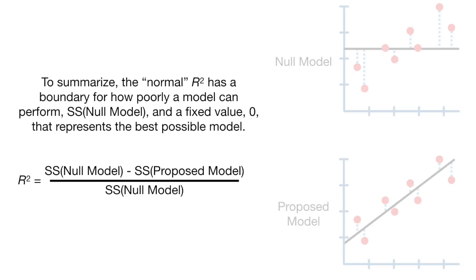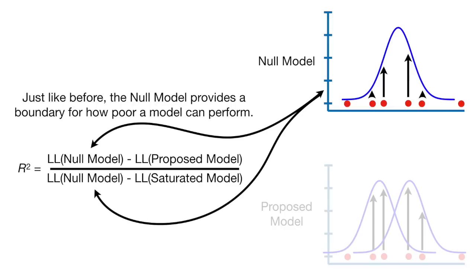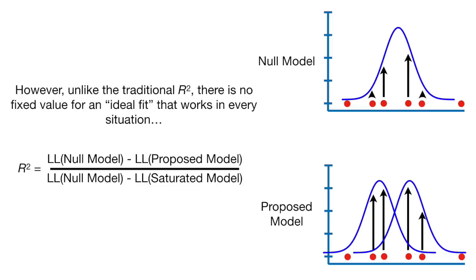To summarize, the normal R² has a boundary for how poorly a model can perform, the sums of squares for the null model, and a fixed value, 0, that represents the best possible model. Now let's go back to talking about the log likelihood-based R². Just like before, the null model provides a boundary for how poor a model can perform. However, unlike the traditional R², there is no fixed value for an ideal fit that works in every situation.